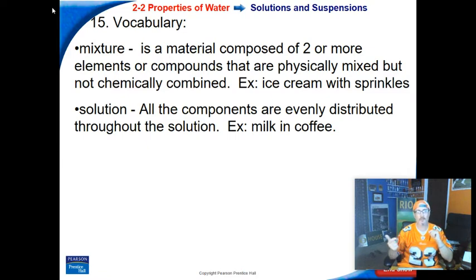A solution, on the other hand, is when you add something and you cannot see distinctly different products. For example, when you mix milk in your coffee and you stir it up, you can't see where the milk molecules and coffee molecules are. They all look the same. There are plenty of examples of mixtures and solutions. These are just the two best ones I had because you're probably familiar with what milk in coffee looks like and what sprinkles on ice cream looks like as well.